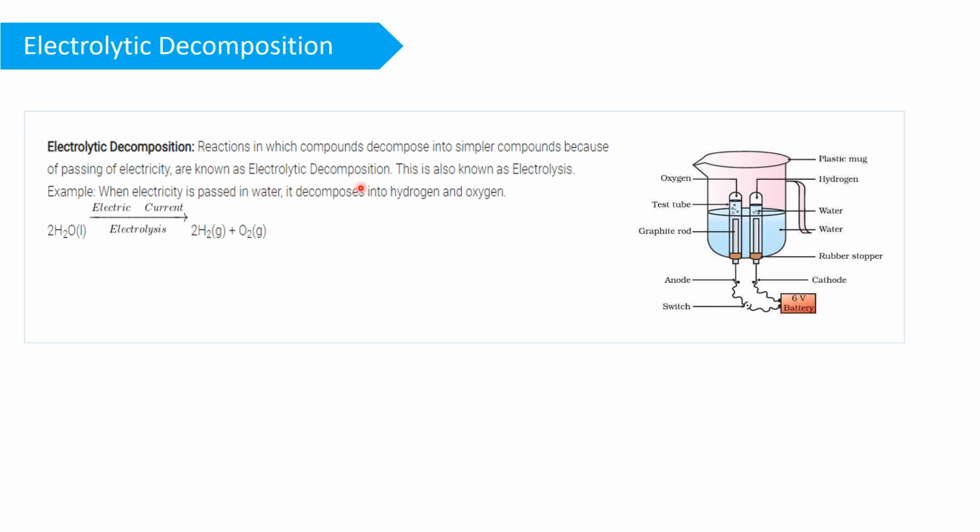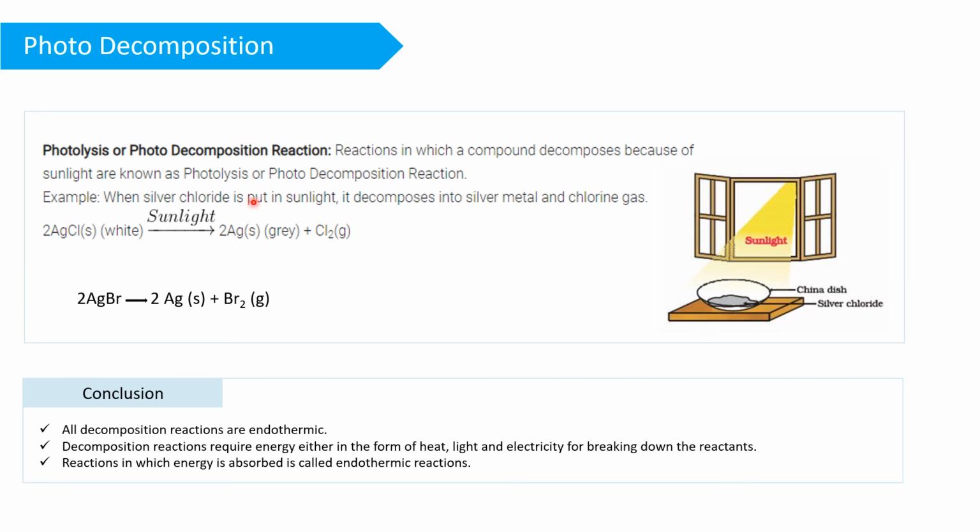So this is about electrolytic decomposition. Now we are moving on to the third type of decomposition, that is photo decomposition. If decomposition is carried out by light, it is called photolysis or photo decomposition. Look at this picture. In the china dish, we are taking silver chloride salt. Silver chloride will be white in color. What will happen?